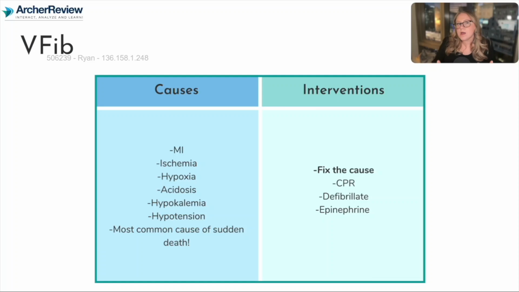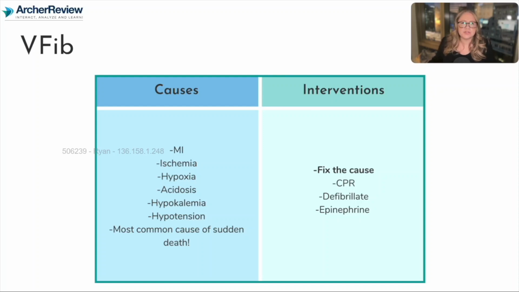No matter what the reason, VFib, if you see it, is the most common cause of sudden cardiac death. So we want to take this very seriously. Number one priority is to defibrillate. You can then resume CPR, compress the chest, and administer epinephrine. Those are going to be your big three interventions.